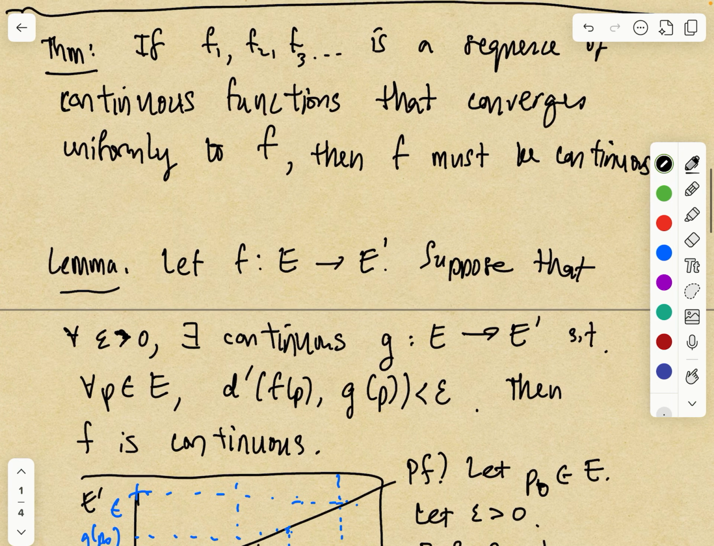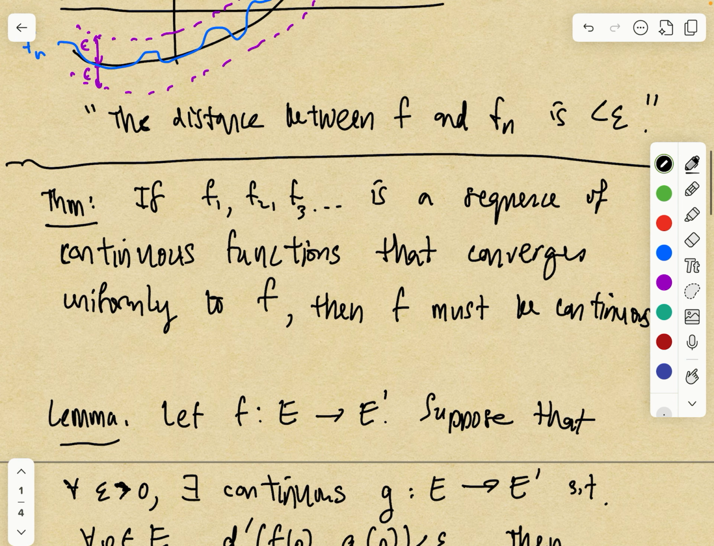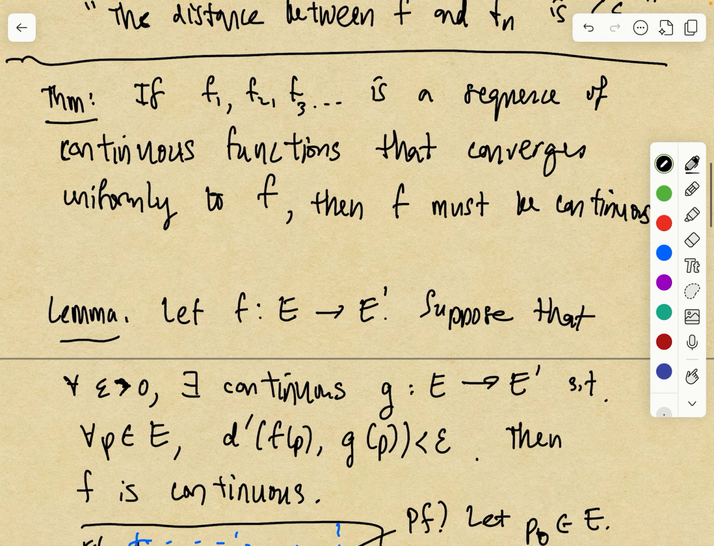So intuitively, what this lemma is saying is that if your function f can be approximated uniformly by a continuous function, so there's a continuous function that's less than epsilon away from f for all epsilon, then f must be continuous. And now, from this lemma, which is the main lemma that we need, it's actually not too hard to see that this theorem is true.